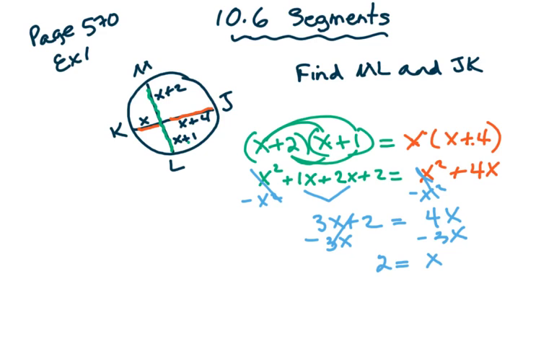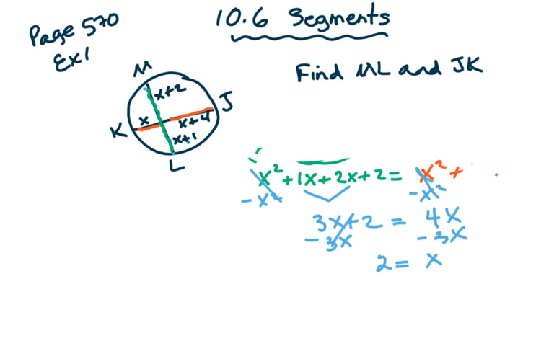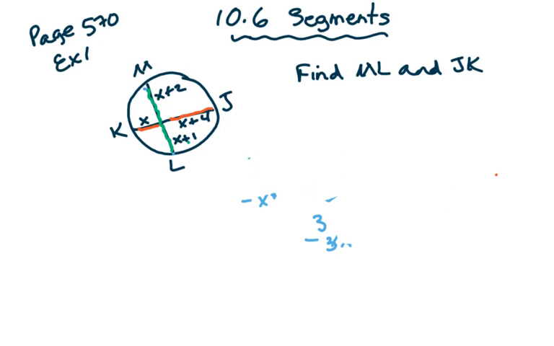Now, but that's not what they're asking. They're asking us to find ML and JK. They're asking us to find how long is the green line and how long is the red line. All right, well, let me do some erasing here a minute real quick, okay? We know that x is 2. Don't forget, x is 2.